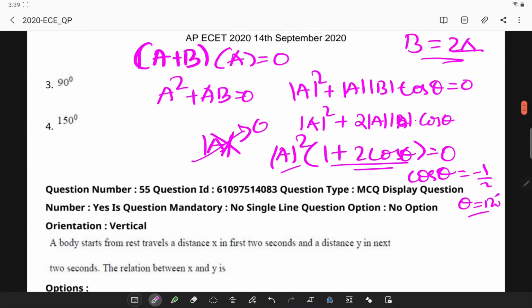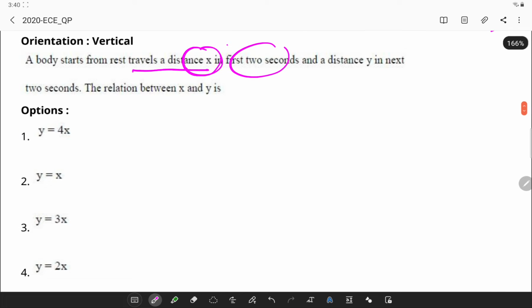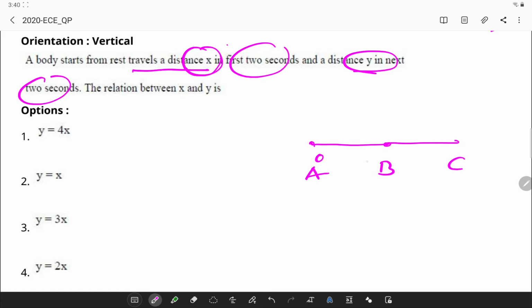Next, a body starts from rest and travels a distance x in the first 2 seconds and a distance y in the next 2 seconds. So we'll simply draw a small diagram. A, B and C. The initial velocity is 0 and it travels x and then y. The time taken here is 2 seconds and the time here is 2 seconds.